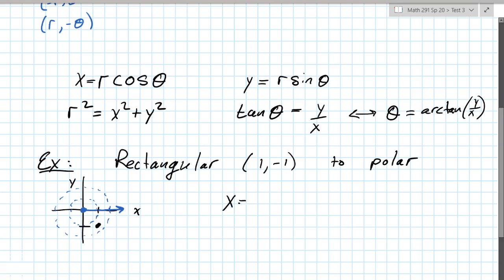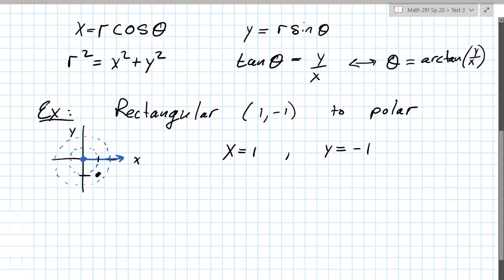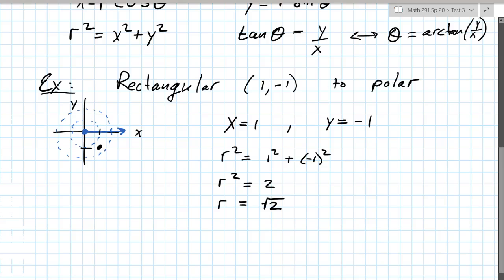So I know that x equals 1, y equals negative 1, and we need to find the radius and the theta. So we're going to use the second line of our formula, the Pythagorean theorem and the tangent. And r squared is equal to 1 squared plus negative 1 squared. r squared equals 2. r is equal to the square root of 2. Now we don't need plus or minus here in this problem, and I'll show you why in a second.